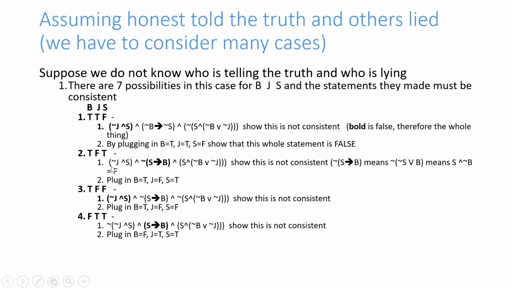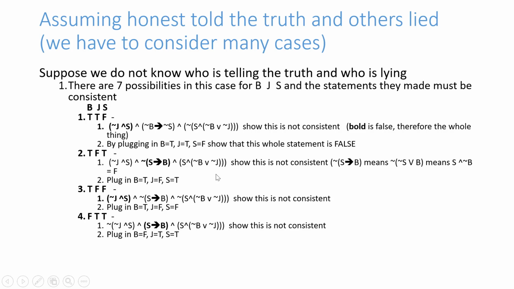Let's take a look at another one, and I'll leave the other ones for you to consider. Suppose B is telling the truth, J is lying, and S is telling the truth. In that case, we take what B says as it is. Since we think J is lying, we take the negation of what J said. J said not B implies not S, which is the same as saying S implies B. We take the negation of that, and because S is telling the truth, we take S's statement as it is.